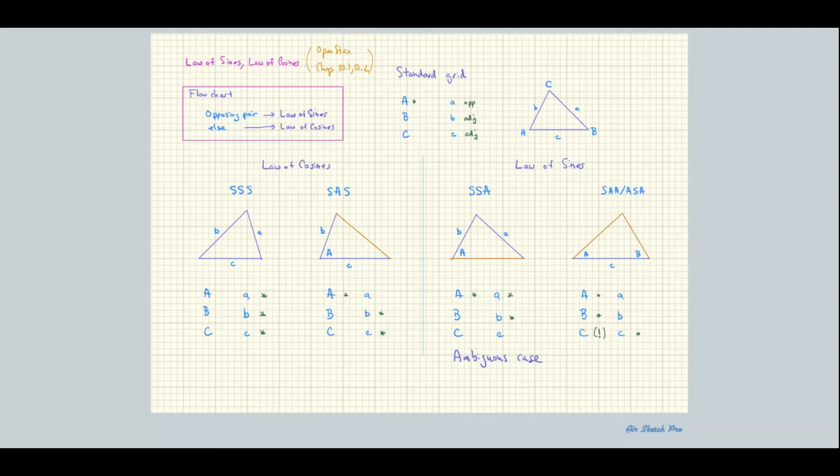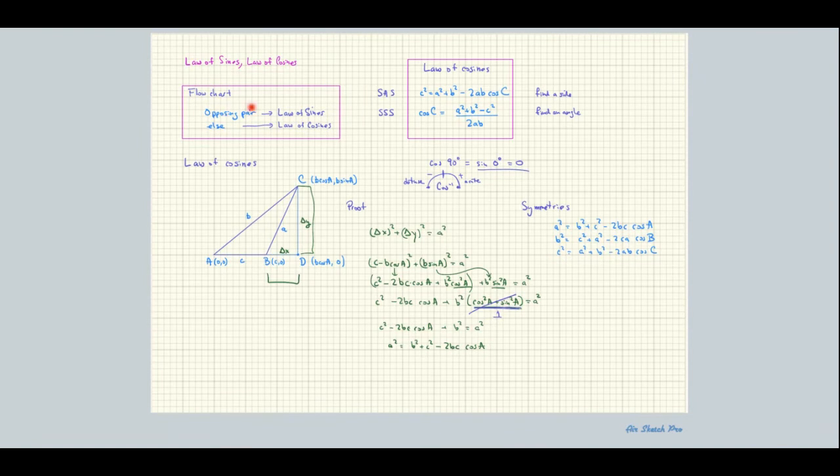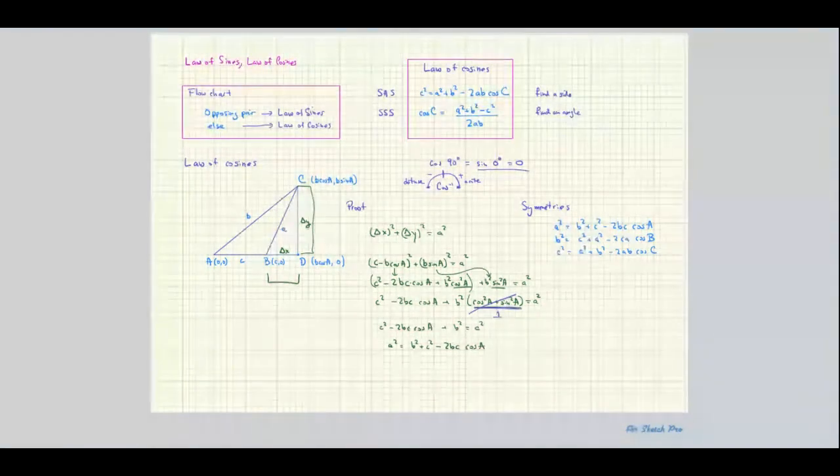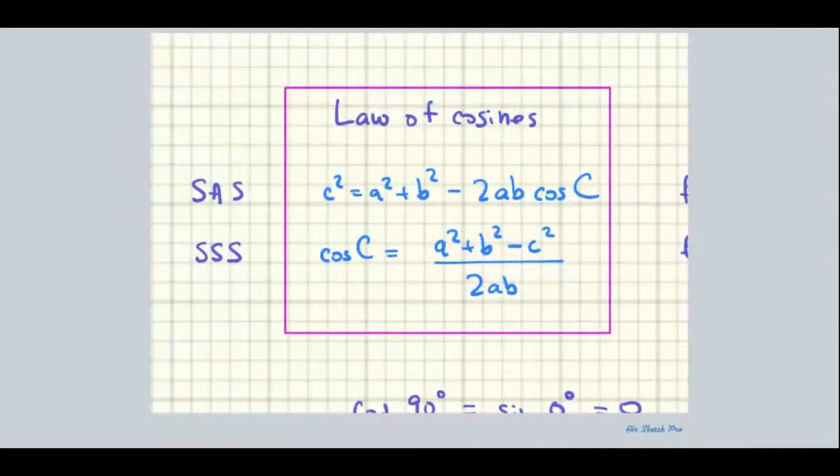Okay, now, beyond that, the basic flowchart: opposing pair, use law of sines, otherwise use law of cosines. I showed you a quick proof because it's kind of fun to do that every once in a while on how the law of sines works. But remember, the law of cosines is just an extension on the Pythagorean theorem, where instead of just a squared plus b squared, you have minus 2ab, the other two sides, times the cosine of the angle between them, which is the angle that's opposite the side c.